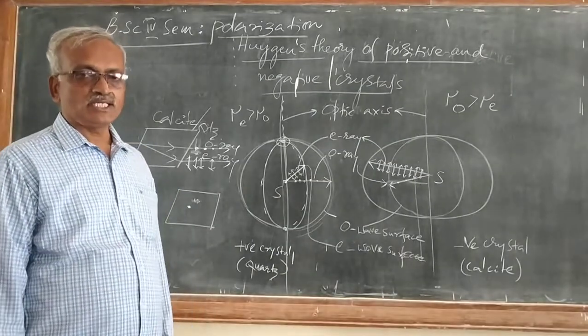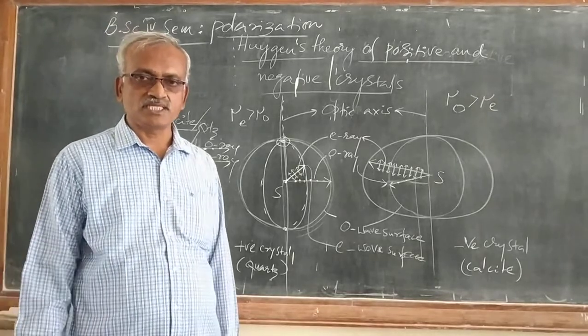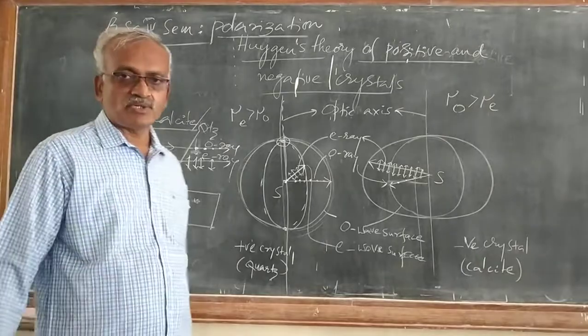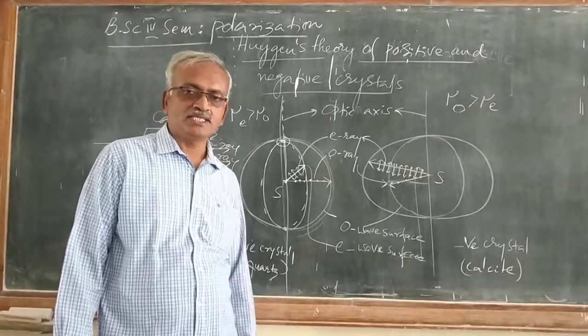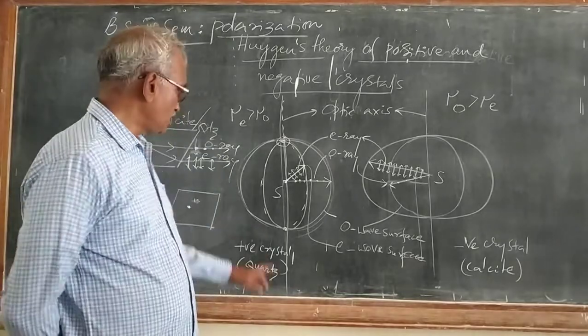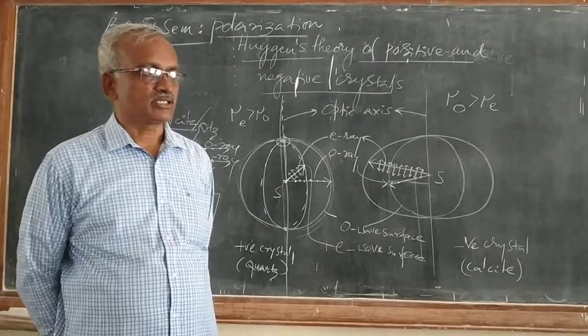Then one ray vibrates fast. It changes its position rapidly, whereas the other one does not change its position rapidly. The one which does not change is called the ordinary ray. The point which changes rapidly is called the extraordinary ray.